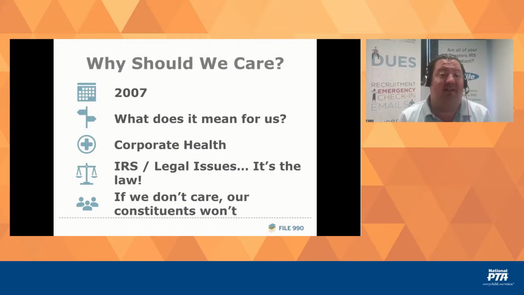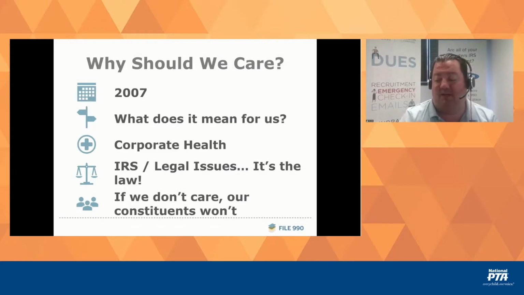Again, it's the law. Just like if I don't file my personal taxes, there are penalties and fees that I must pay to make up for that, and it's the same for your chapter. So we want to make sure that we are setting a good example and following the law and our regulations and filing those returns. But we found, again, this is one of the best practices.